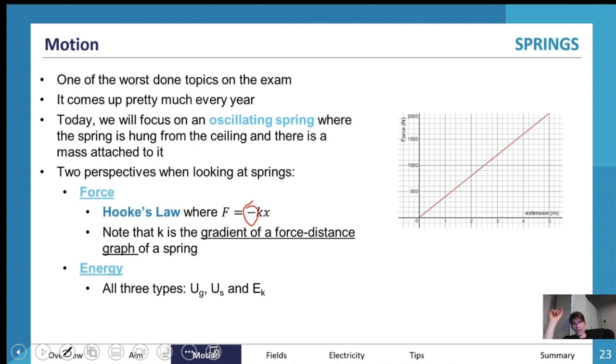Now, k is a constant, a coefficient. It indicates stiffness. The greater the value of k, the more stiff a spring is, the greater the amount of force that you need to apply to change it by a little bit, by a centimeter. X stands for displacement, so whether you compress or you extend the spring.